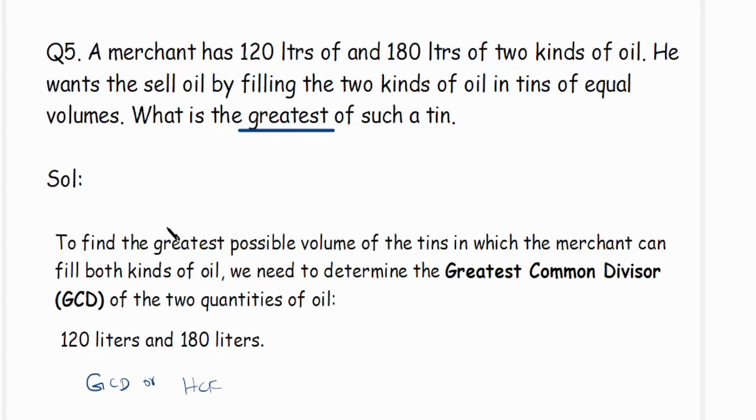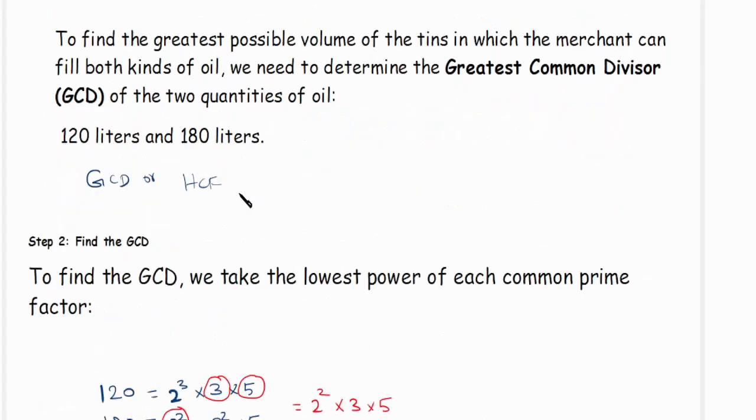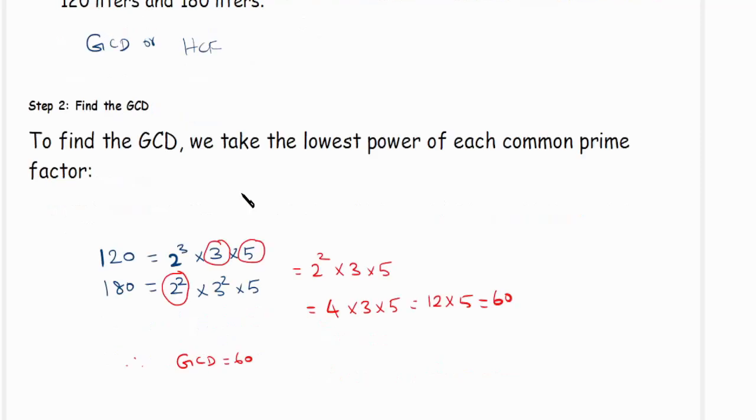To find the solution, we have to find the GCD, greatest common divisor, or HCF, highest common factor. So the given data is 120 liters and 180 liters. So we have to find the GCD or HCF. So how to find it? With the help of the prime factorization method.